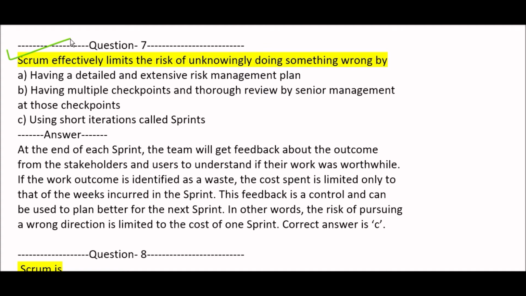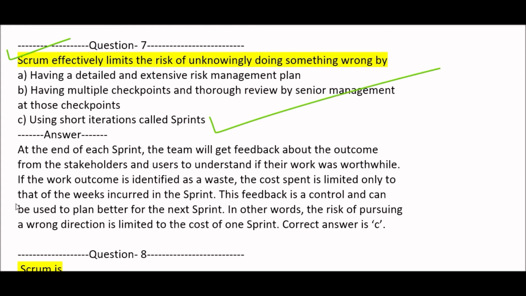Because at the end of each sprint, the team will get feedback about the outcome from the stakeholders and users to understand if their work was worthwhile. If the work outcome is defined as a waste, the cost spent is limited only to that of the weeks incurred in the sprint. This feedback is a control and can be used to plan better for the next sprint. In other words, the risk of pursuing a wrong direction is limited to the cost of one sprint. That's why the correct answer here is option C.